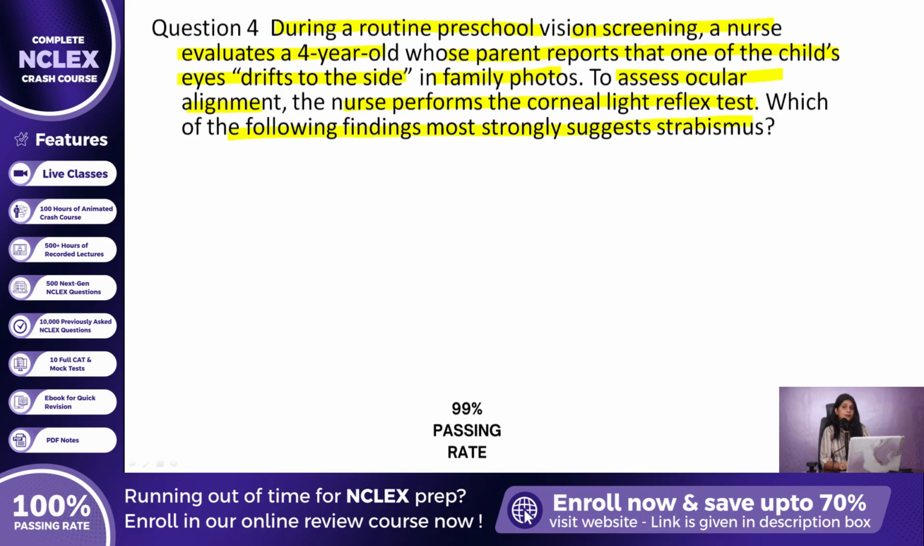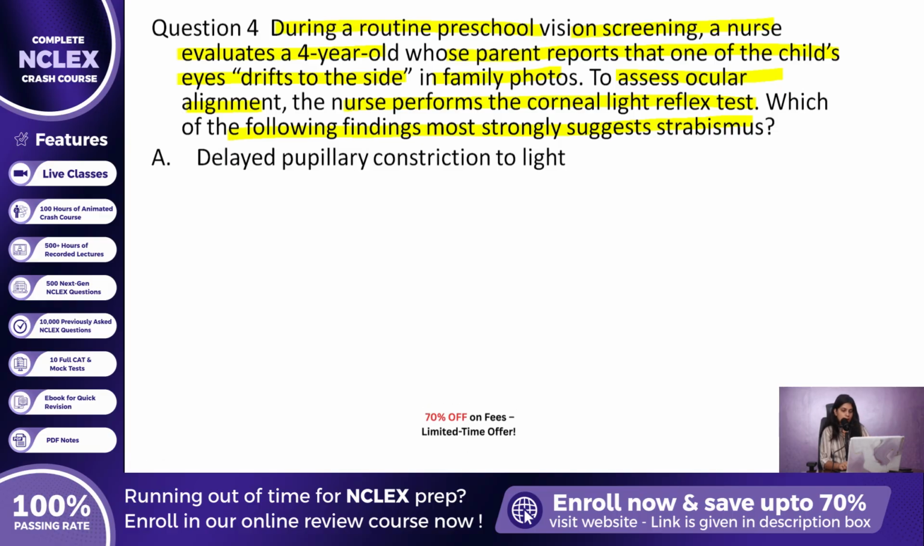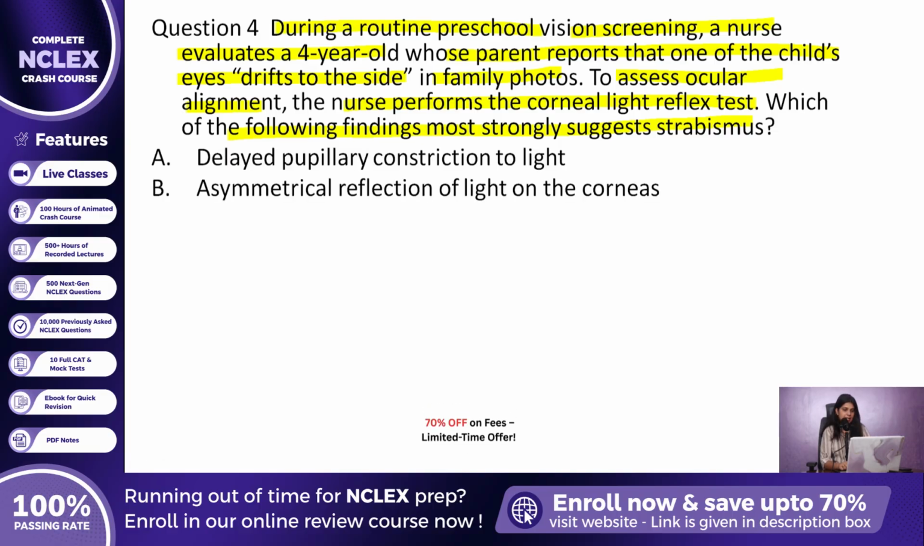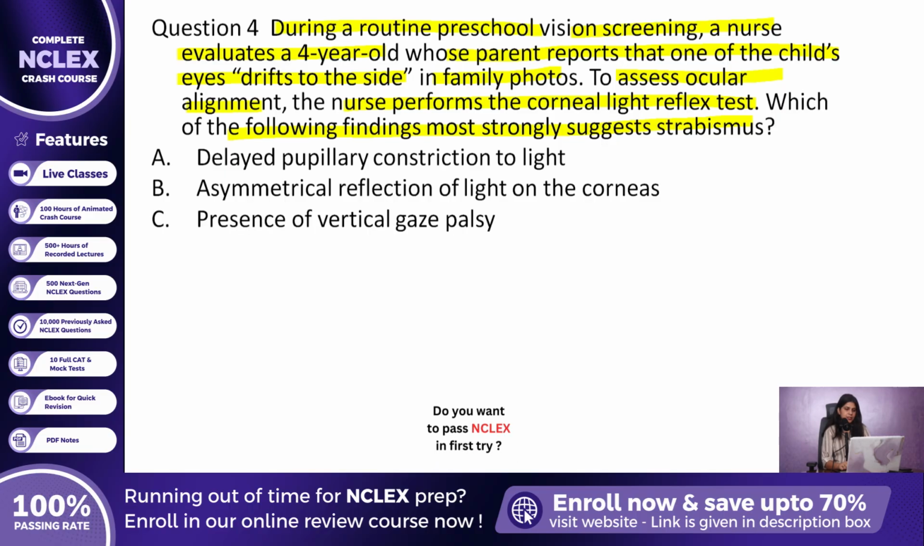Let us go ahead and consider each of the answer options thoughtfully. Option A, delayed pupillary constriction to light. Option B, asymmetrical reflection of light on the corneas. Option C, presence of vertical gaze palsy. Option D, positive red reflex in both eyes.